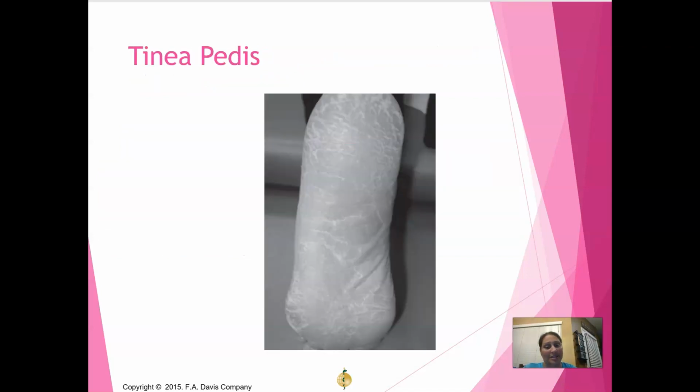Tinea pedis, this is in your book. It's not color, but this is a picture of athlete's foot. You can use different things to help rectify that. I know there's sprays, there's powders, but educating them on proper hygiene, changing their socks, not sitting around, will also help.